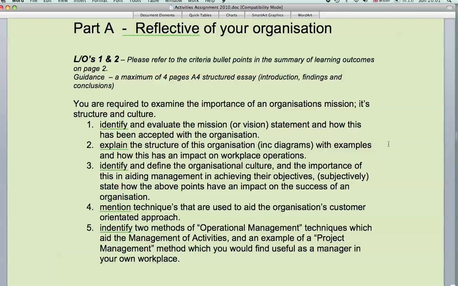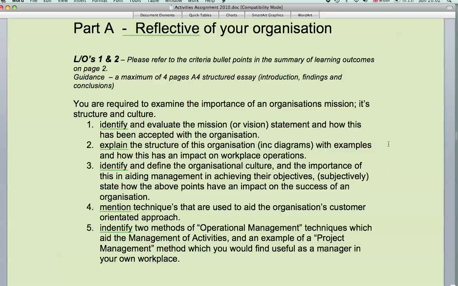And then identify two methods of operational management techniques which aid the management of activities. Again, TQM, JIT, Lean, business process reengineering, some sort of restructuring, Six Sigma. We'll be looking at a few examples here.